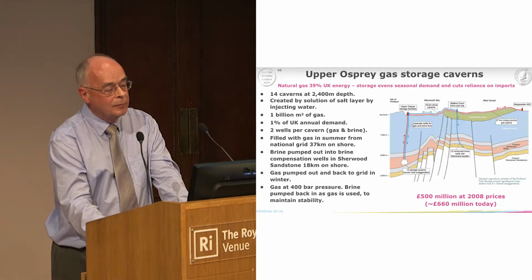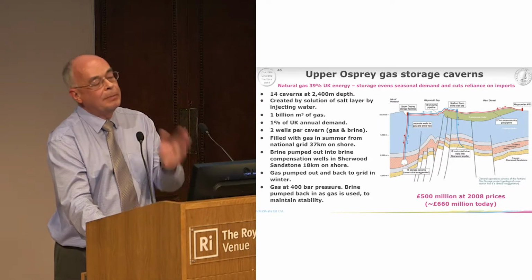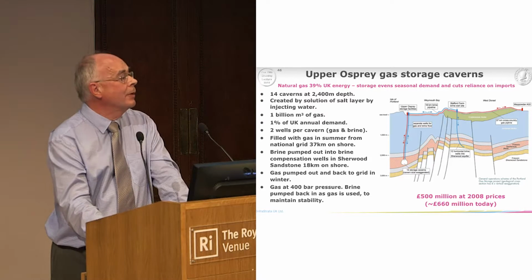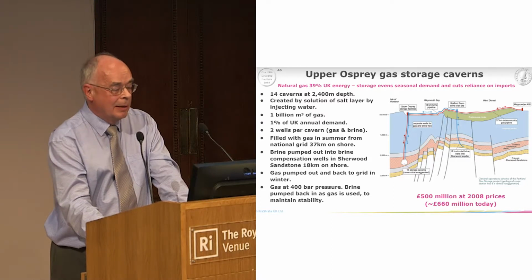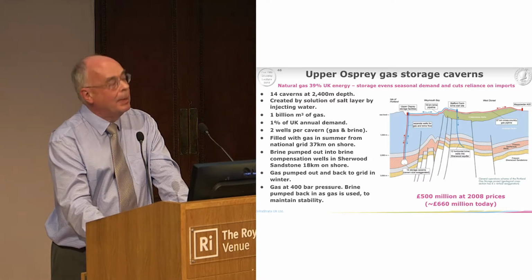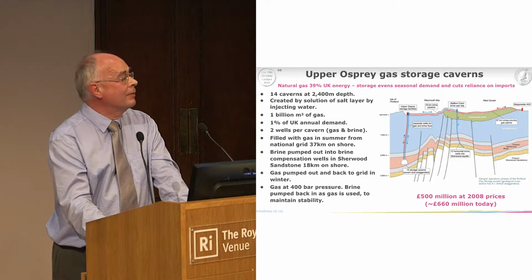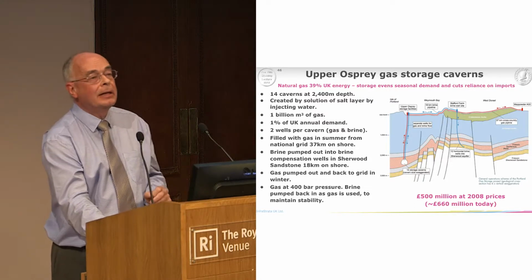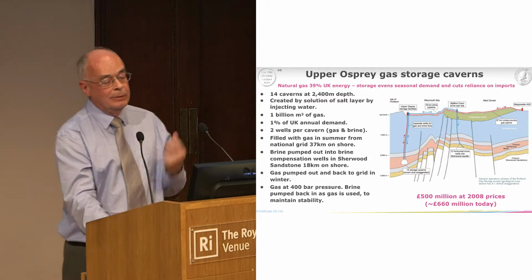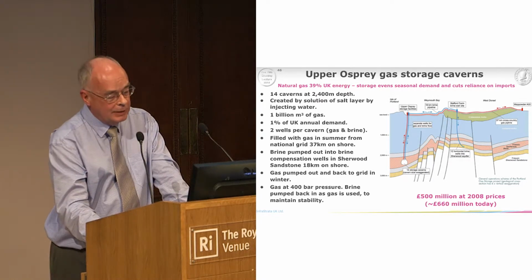And then the brine that was in the caverns would be pumped out into brine compensation wells in the Triassic Formation about 18 kilometres from the site. Then in the winter, the gas was pumped back out into the grid for use, and to stop the caverns from collapsing, because the gas had been in there at 400 atmospheres, you had to put the hypersaline brines back in from the compensation wells.